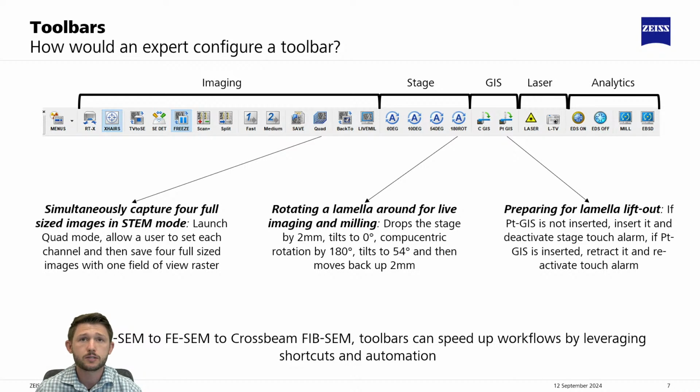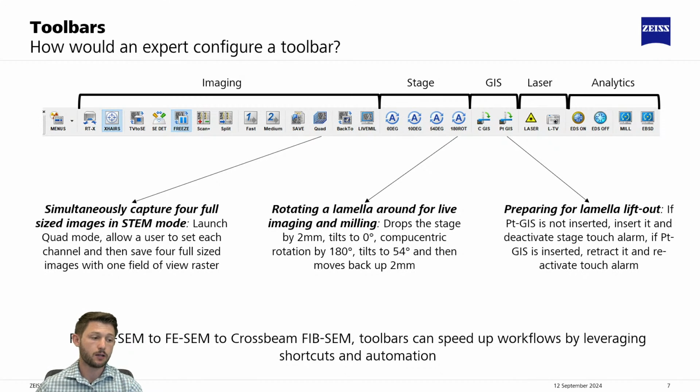I called out a couple of these just to describe what each of them do, just to give a flavor for the level of customization that's possible. So under imaging, there's this one called Quad. Quad allows a user to simultaneously capture 4 full-sized images. It's often used in STEM mode, but it doesn't have to be. So what the macro will do is it'll launch quad mode. It'll allow a user to set the 4 channels independently, and then clicking yes will capture 4 full-sized images with 1 raster.